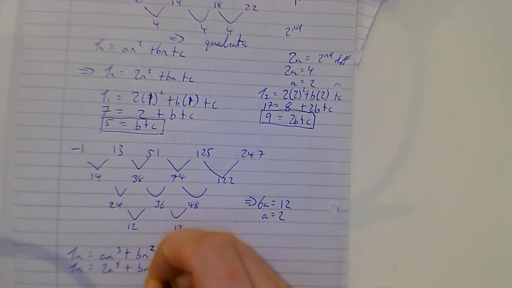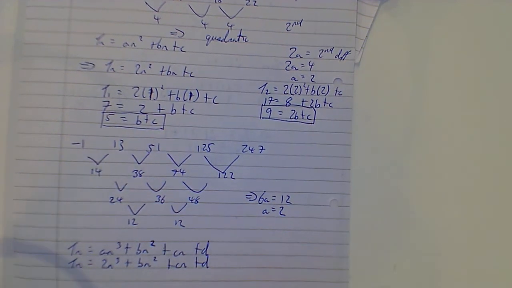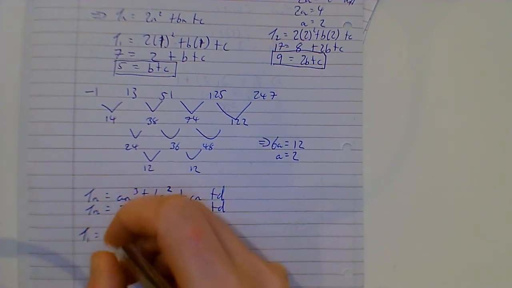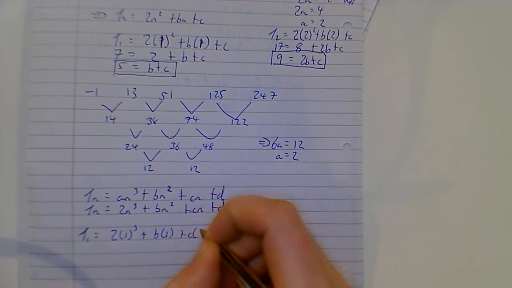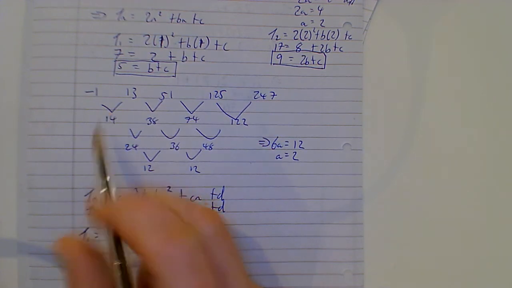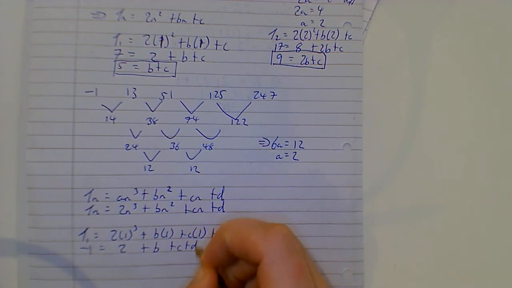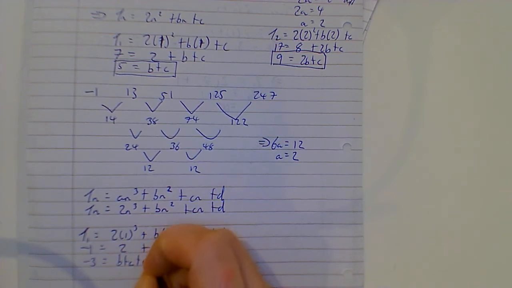Always fill in what we know. So, how many unknowns do we have? We've got b, we've got c, we've got d. If I was to fill in T of 1, that would go 2 by 1 cubed plus b by 1 squared plus c by 1 plus d. T of 1 is minus 1. That's 2 plus b plus c plus d equals minus 1. Bring that over: b plus c plus d equals minus 3.